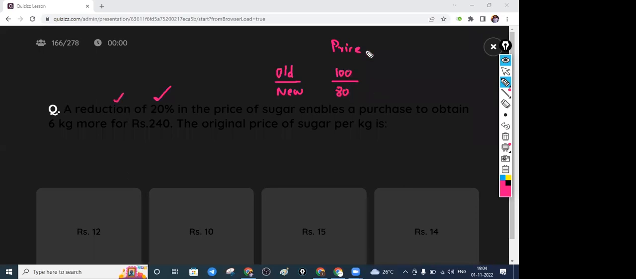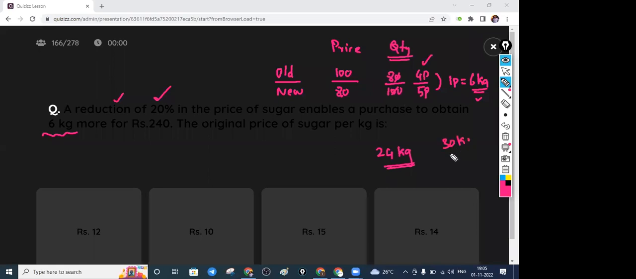So what will happen to the quantity? If the price is 100 by 80, quantity will become 80 by 100, or if you simplify, you'll get the same value, 4:5. Initially, the person is buying 4 parts. Now the person is buying 5 parts. What is the difference? 1 part. That 1 part is how much? 6 kg. If 1 part is 6 kg, what will be 4 parts? 24 kg. And what will be 5 parts? It will be 30 kg.